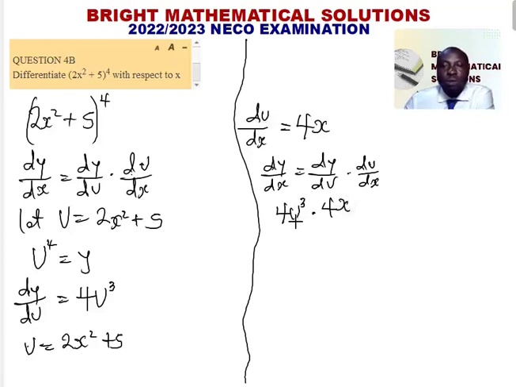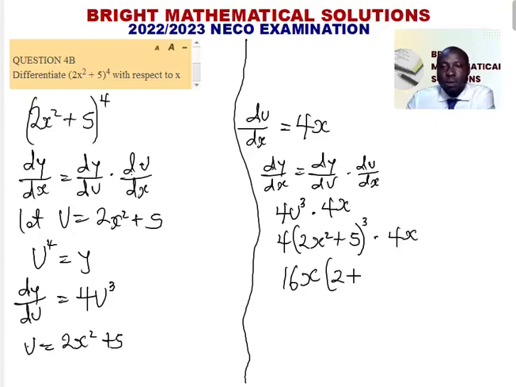So let us substitute the value of u that we kept somewhere, which is 2x squared plus 5. So that will now be 4 into brackets 2x squared plus 5 raised to the power of 3, times 4x. So let us multiply this: 4 multiplied by this 4x gives us 16x, all in brackets 2x squared plus 5 raised to the power of 3. So that is the differentiation of the expression that we are given.